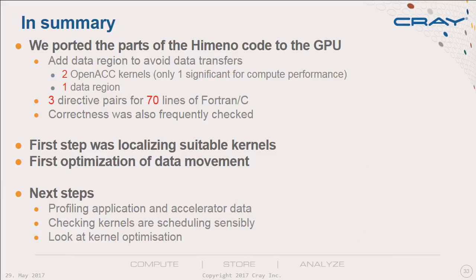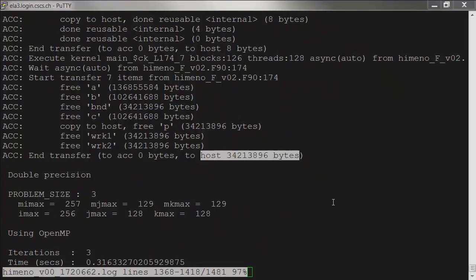So with this OpenMP or OpenACC port, we implemented two kernels and one data region, so it's three directives within these 70 lines of code, and we got this huge improvement, right? So that's the first part of my presentation. Now we immediately go to the second part.